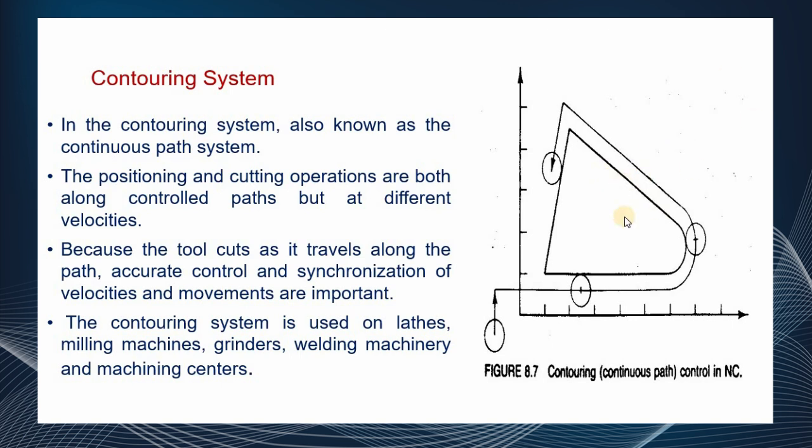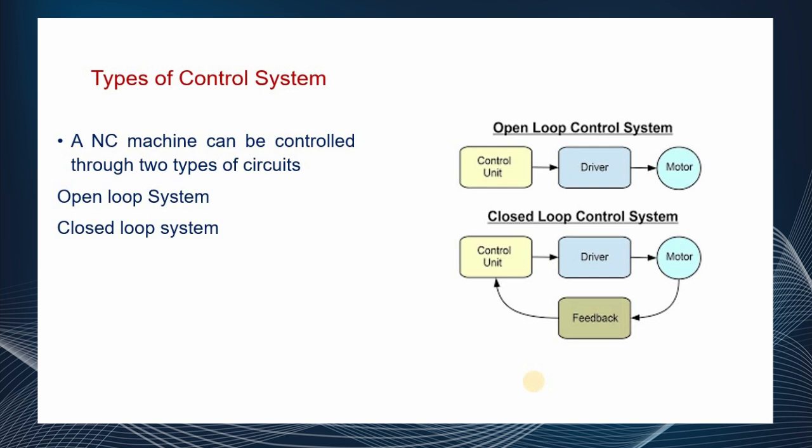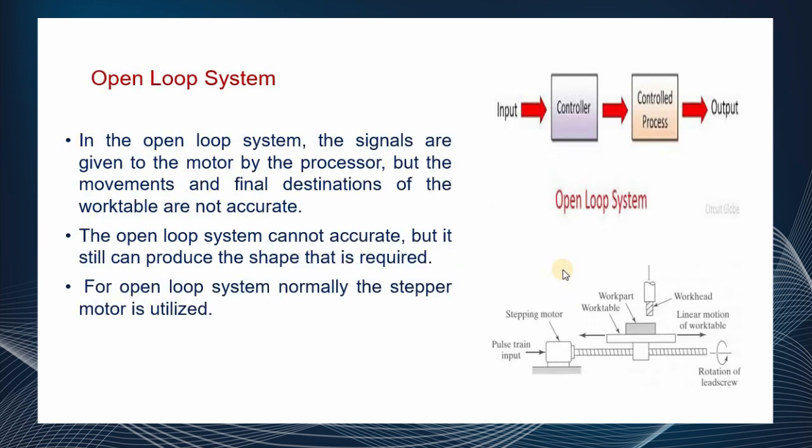The image shows the continuous path numerical control motion system, continuously moving from one point to another point. There are different types of control systems used in computer numerical control systems, such as open loop systems and closed loop systems. The open loop system consists of a control unit, driver and motor, and is a simple control system. The closed loop system includes a feedback control system, which is used to provide feedback signals to the system.